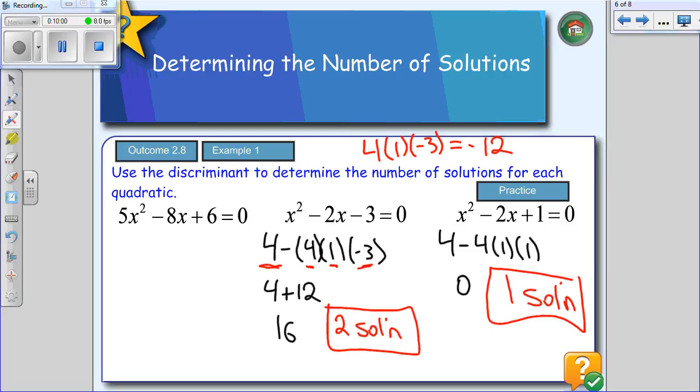The second one, b squared, negative 2 squared is 4, minus 4ac. A and c are both just 1, so that's nice. 4 times 1 times 1 is just 4. 4 minus 4 is 0. If you have 0 as your discriminant, how many solutions do you get? 1. That easy. Well, this would be an easy lesson. I didn't lie today, right? If your discriminant was 1, that means it has 2 solutions. You got it.